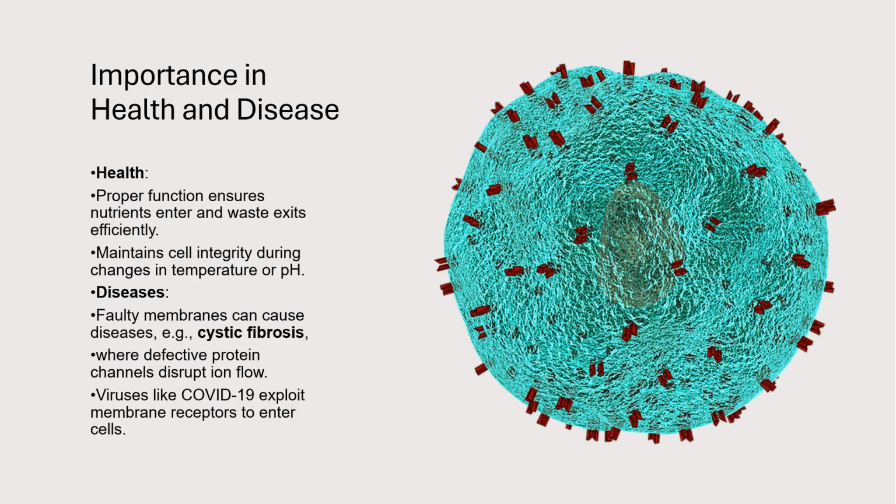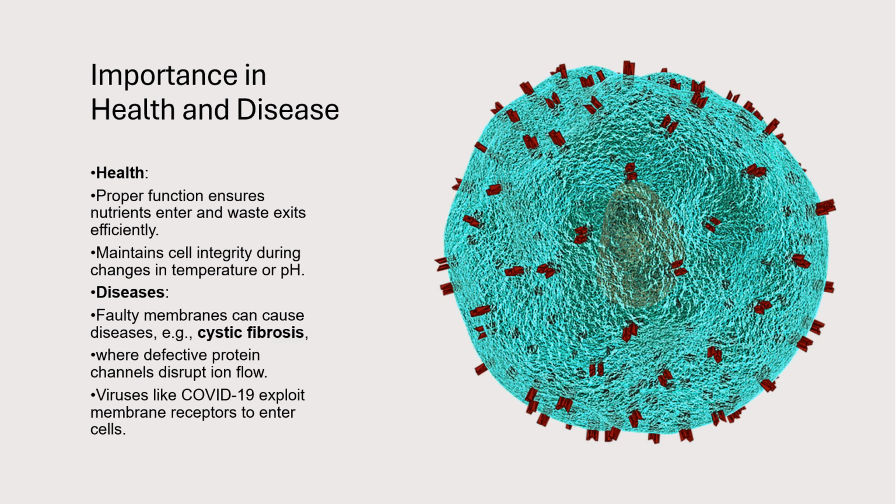So the importance in health and disease. Health. Proper function of the membrane ensures nutrients enter and waste exits properly and efficiently. And it maintains cell integrity during changes and fluctuations of temperature and/or pH.